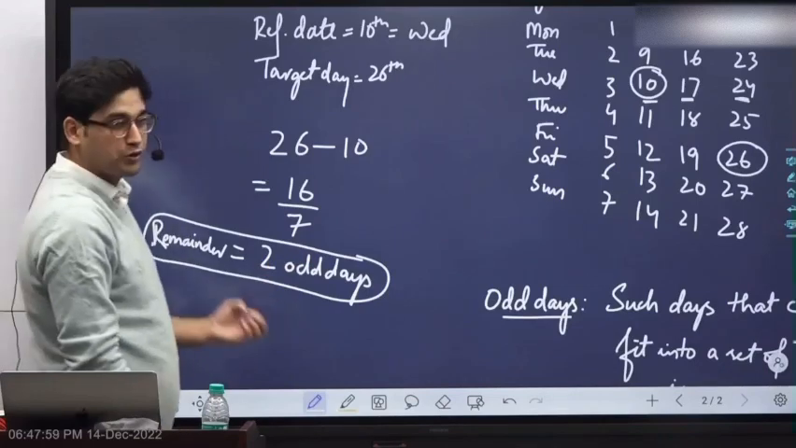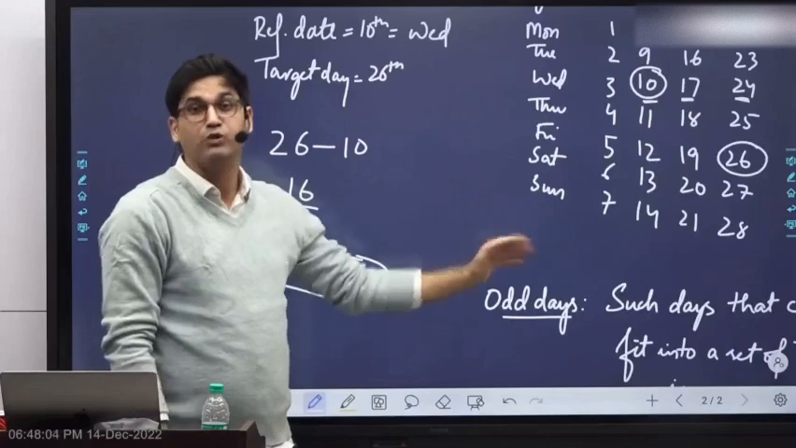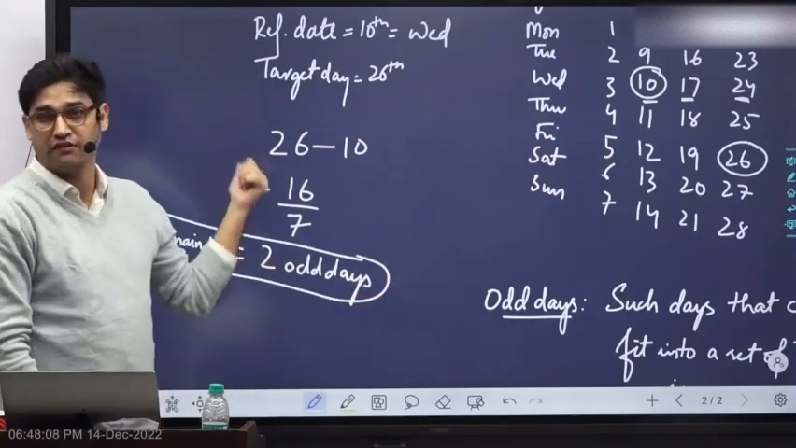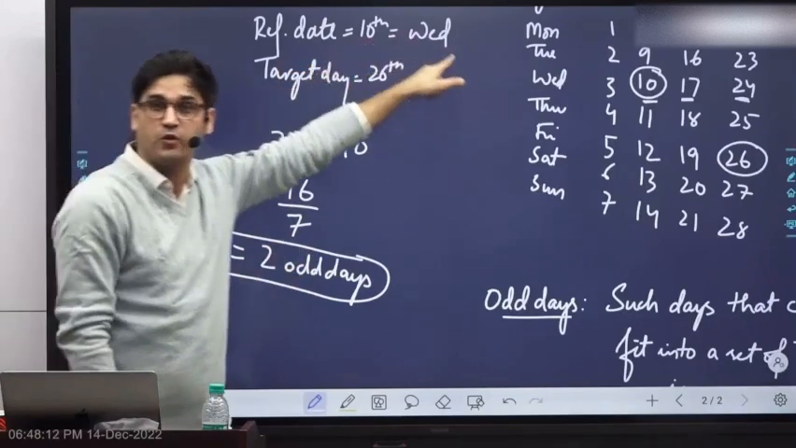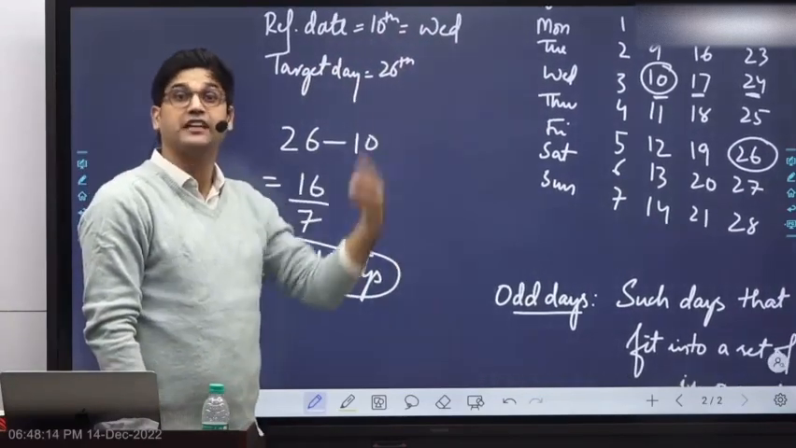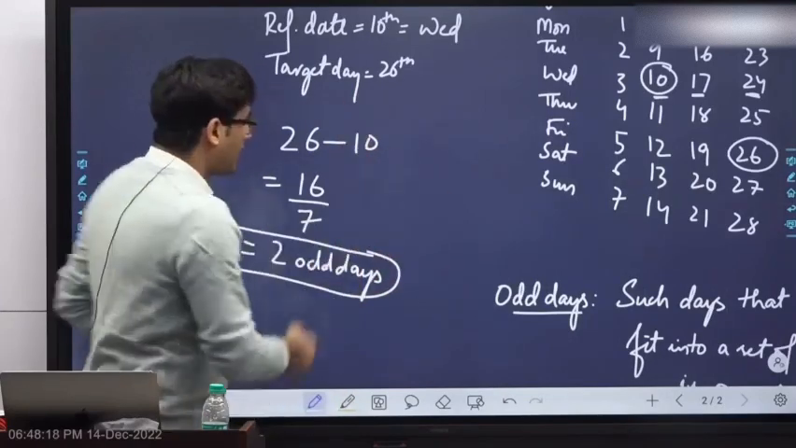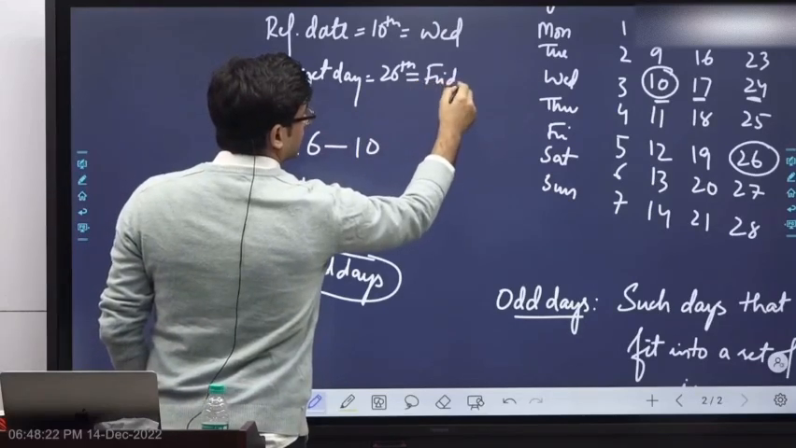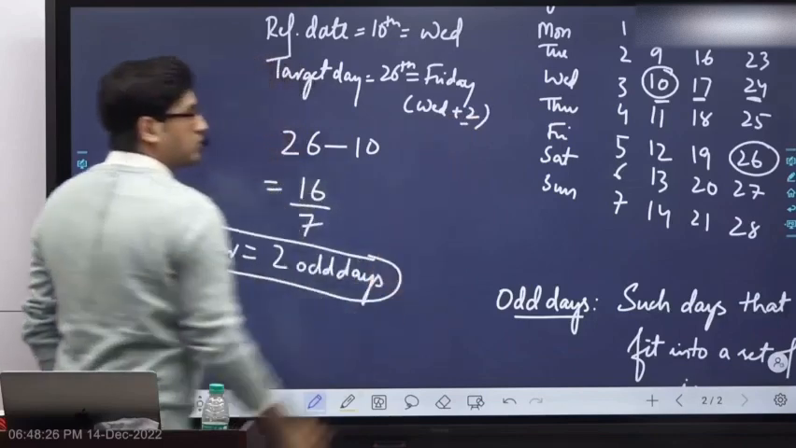Right? What you need to then do, because you are moving ahead in time, he's asking you about a future date, right? You have to add the total number of odd days to the reference date. You have found out it's 2. You add 2 to your reference date. Reference date was what? It was a Wednesday. Add 2 to Wednesday. Wednesday plus 2 will be Thursday and Friday. Therefore, target day for me will be a Friday. Why? This is Wednesday plus 2. 2 is the total number of odd days.